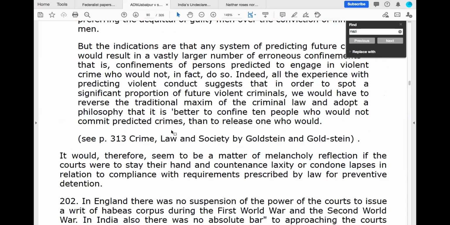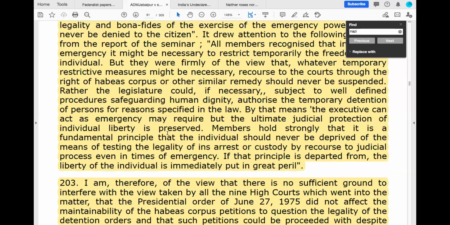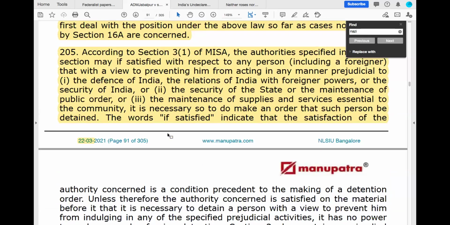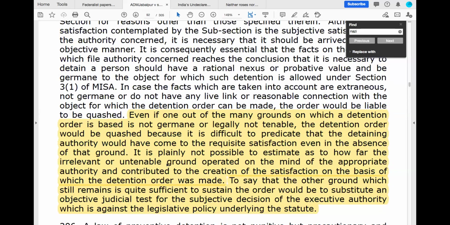Then we just look at one more paragraph. Okay, I'll just read this myself. Even if one of the many grounds on which a detention order is based is not germane or legally not tenable, the detention order would be quashed because it is difficult to predicate that the detaining authority would have come to the requisite satisfaction even in the absence of that ground.